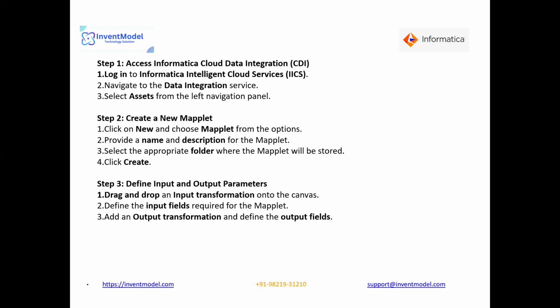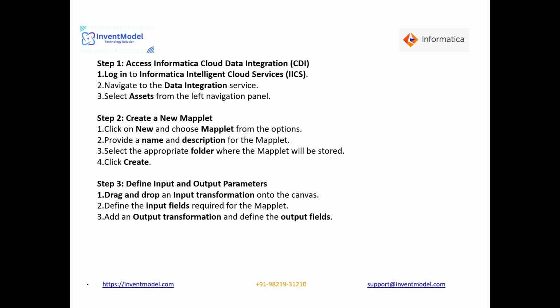Step two is we have to create a new Mapplet. The first step of creating the new Mapplet is to click on New, then choose Mapplet from the options. Then every Mapplet has to be provided with a name and description. Select the appropriate folder where the Mapplet has to be stored and then click Create. So this is how the Mapplet gets created.